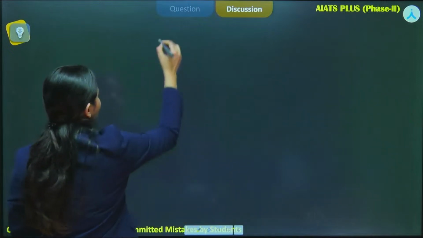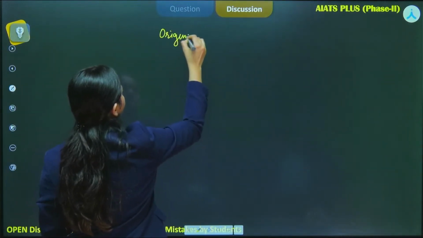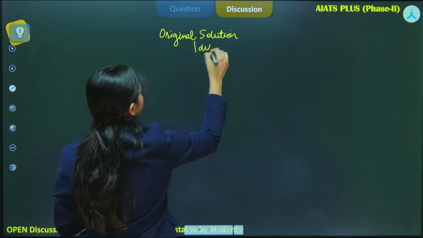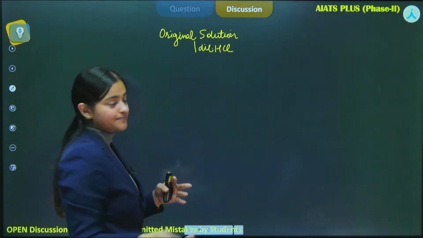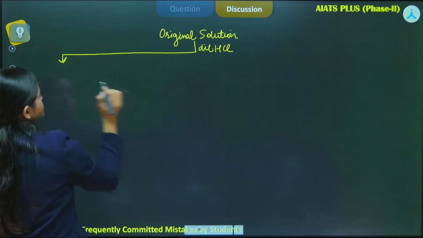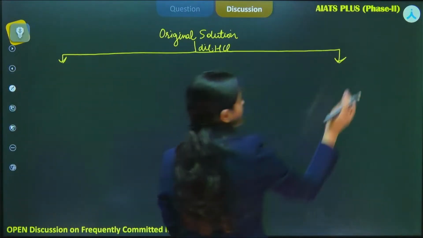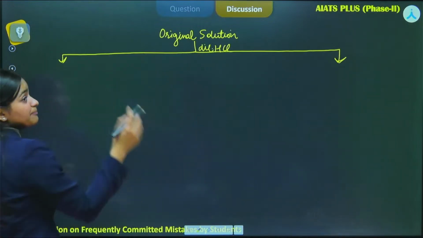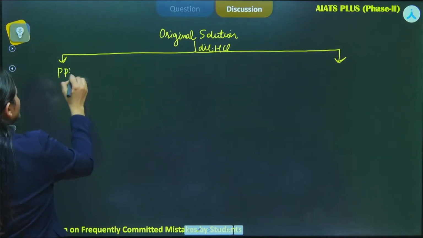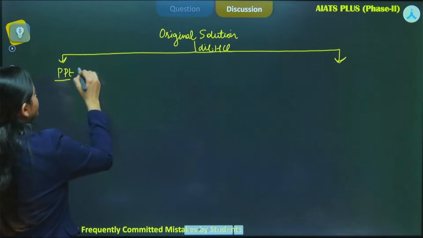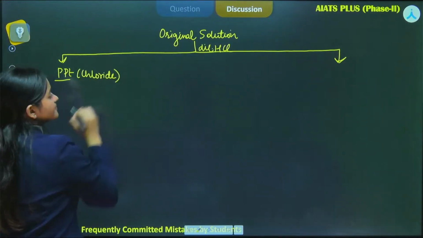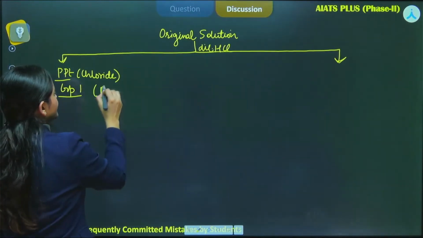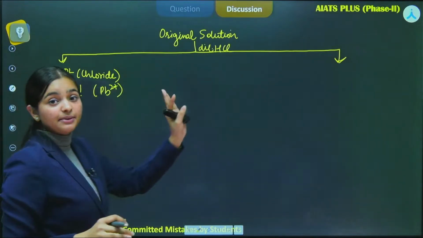So we take the original solution and add dilute HCl to it. Then two cases can be observed. A, if a PPT is formed, and the second case, if a PPT is not formed. In case the PPT is formed, then the PPT will be of a chloride, and it will be a group 1 reagent, and this can be lead 2+ ions. In case the PPT is not formed, then what do we do?